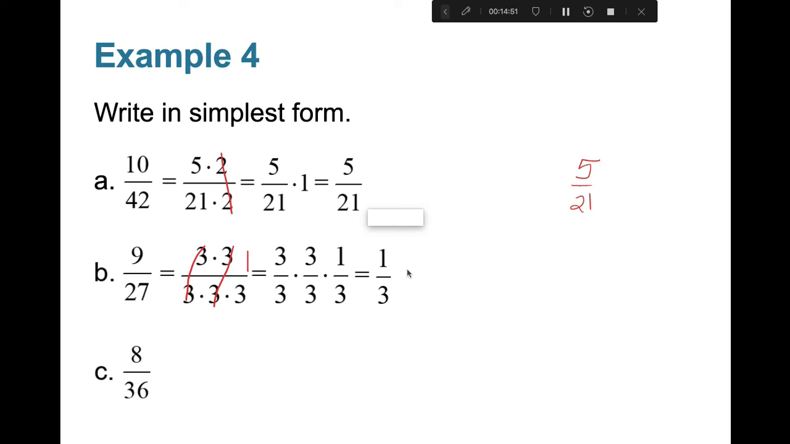Next we have 8/36. 2 over 9. 2 over 9, you say, huh? We can cancel out a 4. This is not a prime factorization because there was still a 4 there. When we take out that 4, we end up with 2/9.